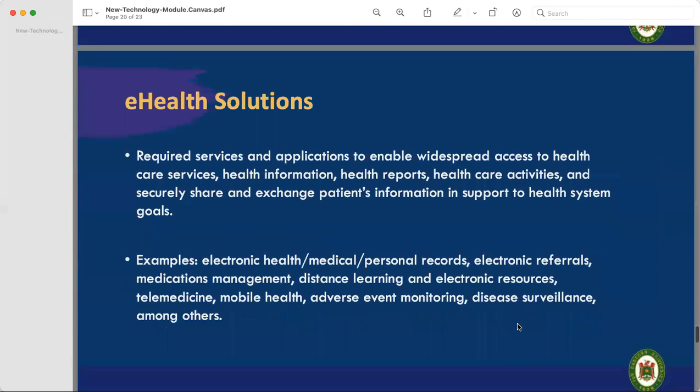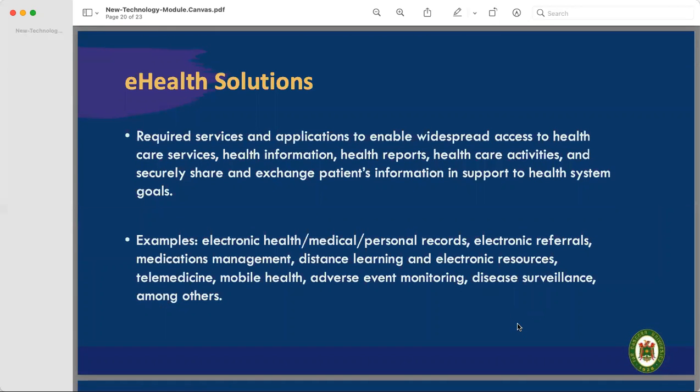On e-health solutions, it would require services and applications to enable widespread access to healthcare services, health information, health reports, healthcare activities, and securely share and exchange patients' information in support of health system goals. Examples of this are the electronic health, medical or personal records, electronic referrals, medications management, distance learning and electronic resources, telemedicine, mobile health, adverse event monitoring, disease surveillance, and others. Okay.